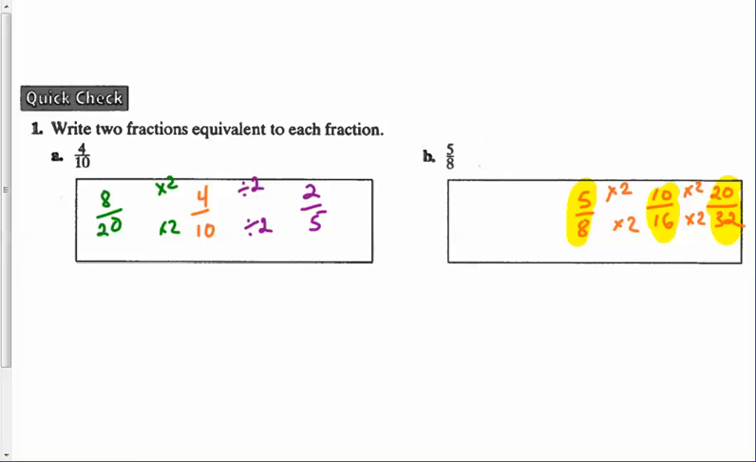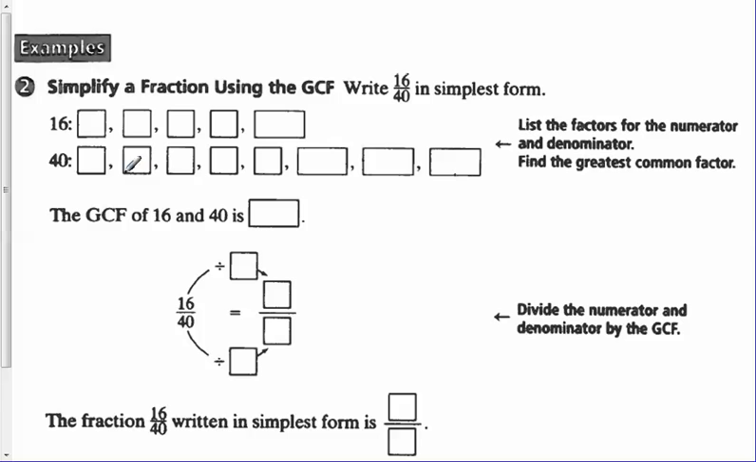Alright, let's go to another example. Simplify using the greatest common factor. So writing 16/40 in simplest form. Well, to find our common factors, we could do a variety of different ways. It's what we've been practicing the last few lessons. The factors of 16 are 1 and 16, 2 and 8, and then 4 squared is 16.